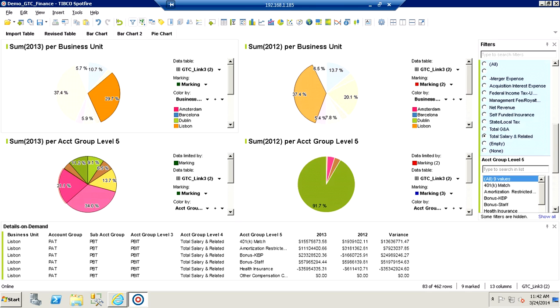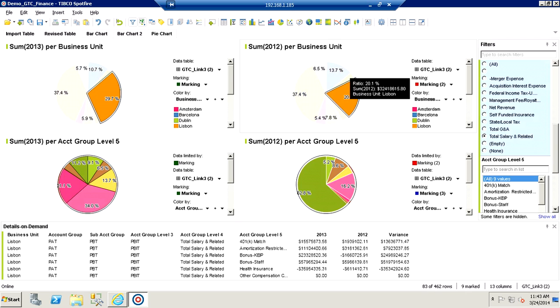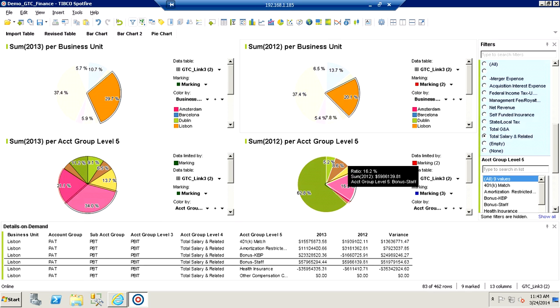We can also quickly analyze to compare the growth or decline of accounts year over year. For example, we can see here how our staff bonus account ratio has increased year over year from 2012 to 2013. Spotfire provides superior visual analysis that can extend your capabilities and add value to your IBM Cognos BI content.